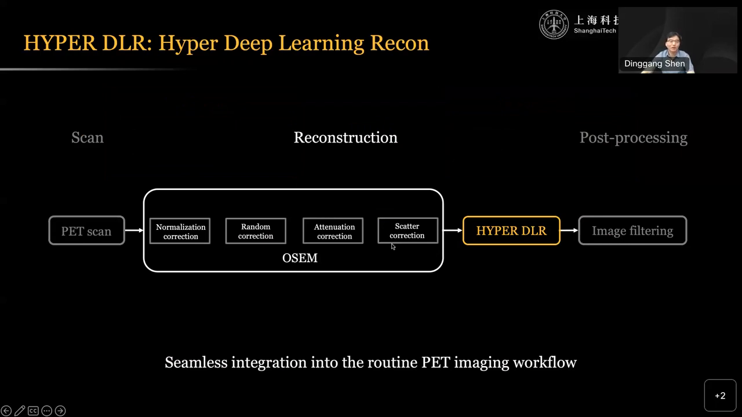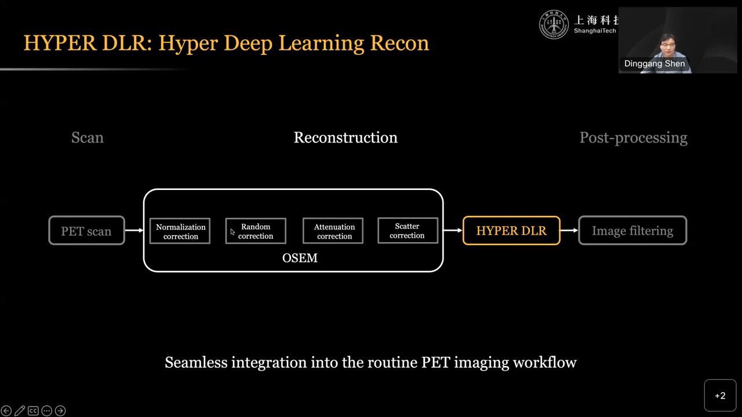So again, we want to use a deep learning algorithm to improve the PET image reconstruction. Here I'm just talking about fast PET image reconstruction. We already did a lot of studies and implementation for low dose, which means you just reduce the amount of contrast agent and can still have a high quality PET image. So this is a framework for the reconstruction.